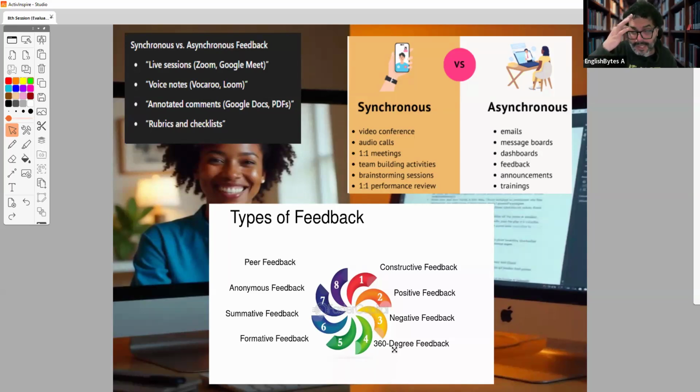360-degree feedback, okay, it's not just me as a teacher telling you how well you did, but at the same time, you as a student telling me as a teacher what I did well and what I should improve. Formative feedback to help the person understand as well. Summative feedback when you are evaluating and at the same time testing how much they know.